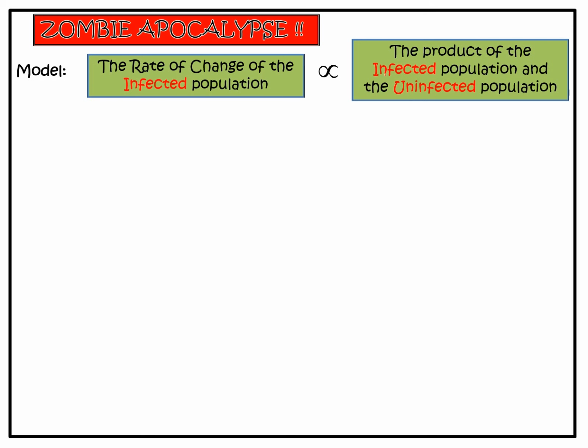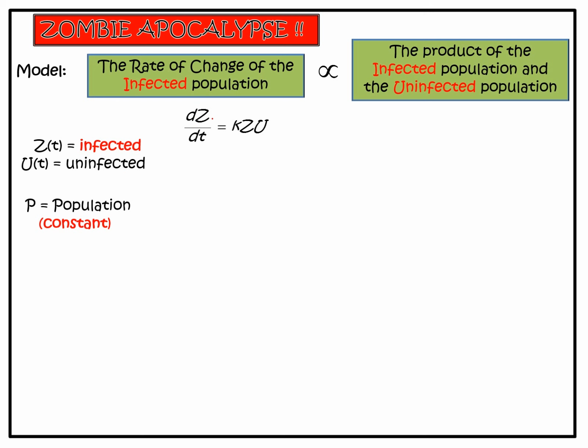So if we write an equation for this, let's define some variables here. Let z of t be the infected population, those are the zombified individuals, and let u of t be the uninfected. So zombies and uninfected, and those are both at time t. Our total population is going to be P, and that's a constant. So this differential equation says that dz/dt, the rate of change of the infected population, is directly proportional to, so it's a constant multiple k of, the product of the infected, that's z, and the uninfected u.